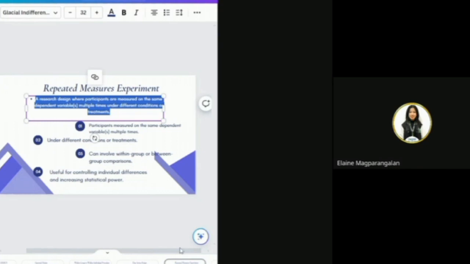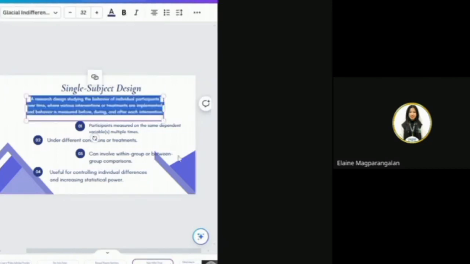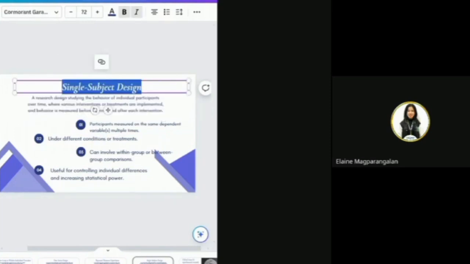Okay. Now let's proceed to the next one. We have the single subject design. In a single subject design, the research studies the behavior of individual participants over time, where various interventions or treatments are implemented and behavior is measured before, during, and after each intervention. Single subject design is also known as a single case experimental design. As I said, it involves studying the behavior of individual participants over time.